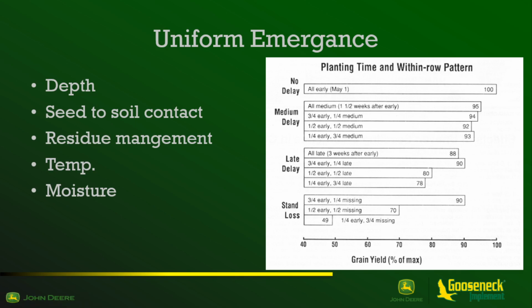Okay, uniform emergence was actually the biggest thing that's affecting our bushels at the end of the year. So what are influencing that is depth, seed to soil contact, residue management, temperature, and moisture. Now, a lot of times we can't change the moisture. Some years too much moisture, some years not enough. But we can change our depth, and we can change how we do tillage practices before.